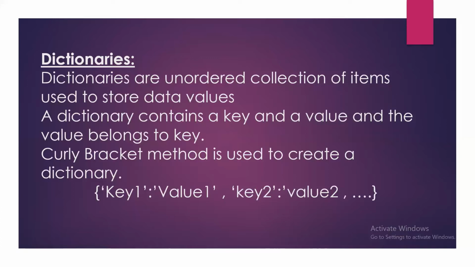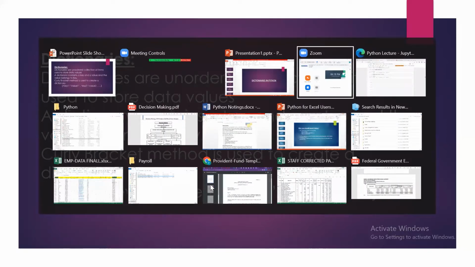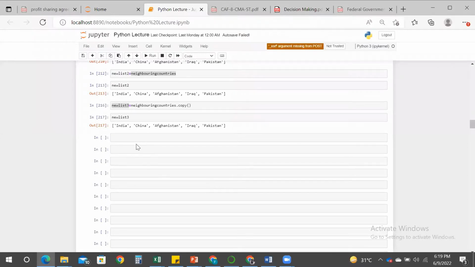So let's begin. Let's go to the Jupyter Notebook, and here we are on Jupyter Notebook. We can create a dictionary by using the curly bracket method, and we first give the key. Let's say the key is name, and my name is Farhan. That is the first item of the dictionary. The key is name and the value of the item is Farhan.